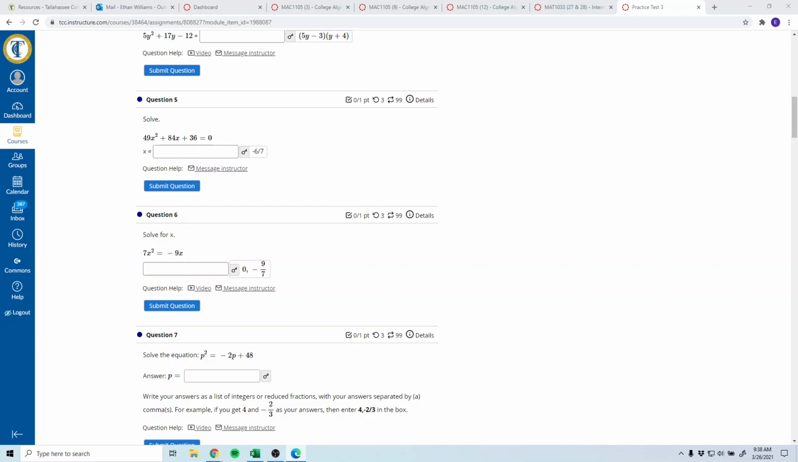And I'm just going to point out the same thing as last time. We have different powers of p, so we need to factor. And because we need to factor, we need 0 on one side. All right, so the rest down here is just telling you to separate your answers by a comma, but we've already done that in the previous problem.